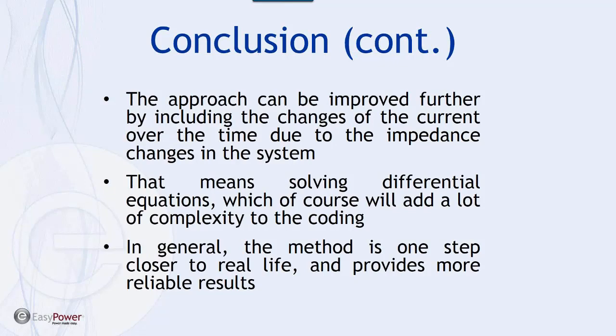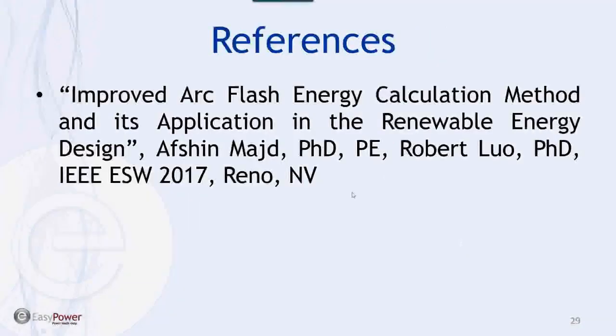That being said, I need to mention one more thing before I finish up the presentation. For the concept in this presentation, I used my recent presentation on an improved arc flash energy calculation method and its application in renewable energy design. It was presented at the IEEE ESW event in Reno, Nevada, at the end of February, March 2017. But I went a lot more into detail on EasyPower there. As a reference, I just wanted to mention that I have used that presentation, which was presented back in February at ESW. But other than that, the examples and EasyPower screen captures are all additions, and they make it much easier to follow and understand.